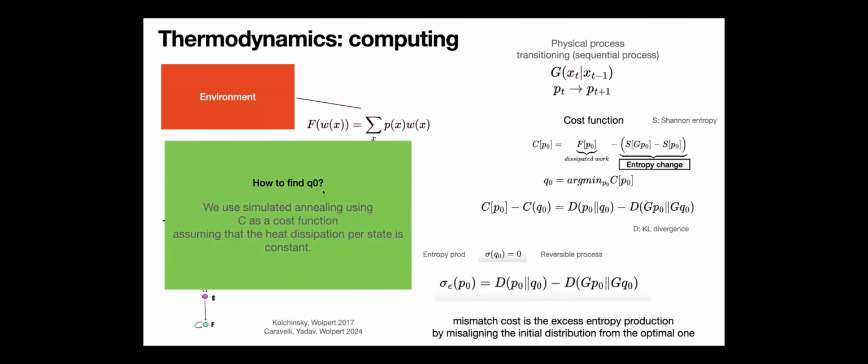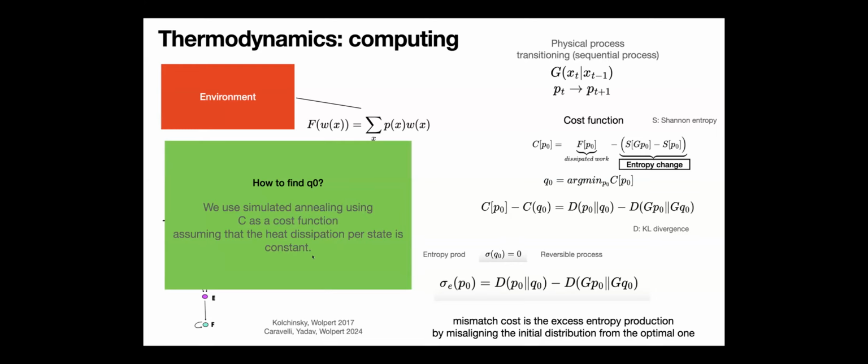But the question is how to find Q0. So the assumption I will use going forward is that I'll have essentially a function G. Because I don't know much, I will try to be general. I will assume that the heat function is essentially constant over the states, which means that I'm dealing only with entropy changes in all the results I will present later.